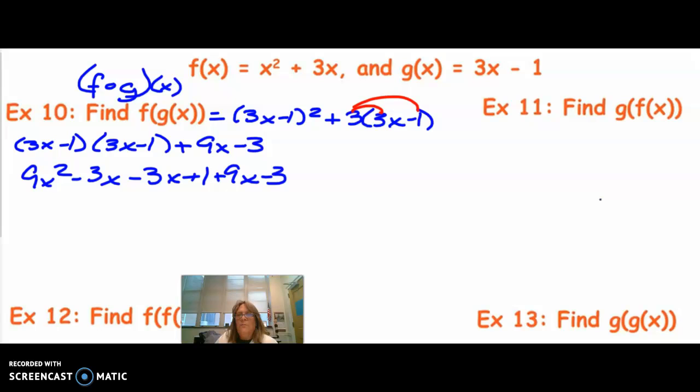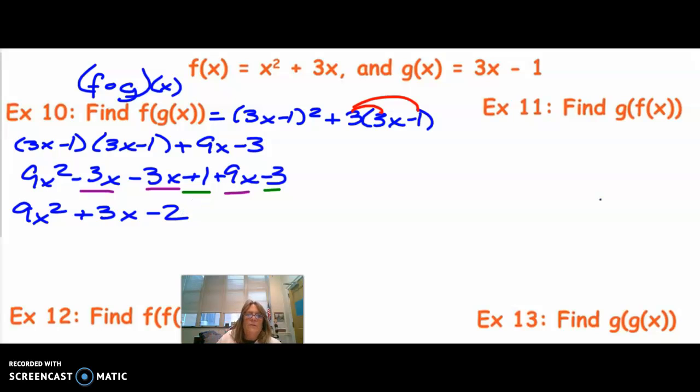Now when I go to combine all of my like terms, I've got a few of them. For the first one, I don't have anything I can combine with the 9x squared, so that's going to stay the same. I have negative 3x, negative 3x. That's a negative 6x. But a negative 6x plus 9x gives me a positive 3x. And then I have a 1 minus 3, and that's going to give me a negative 2. So that's going to be my answer.